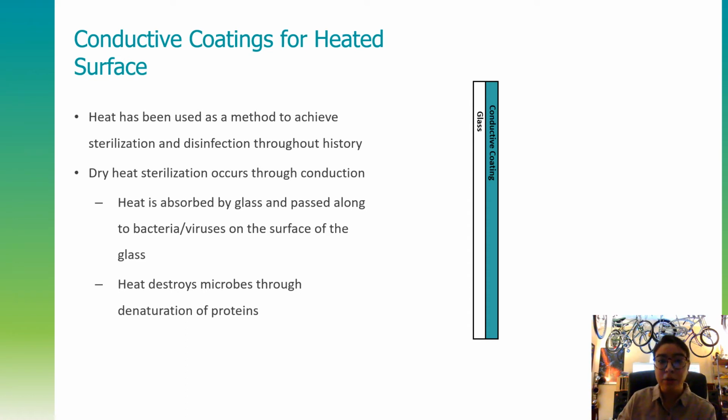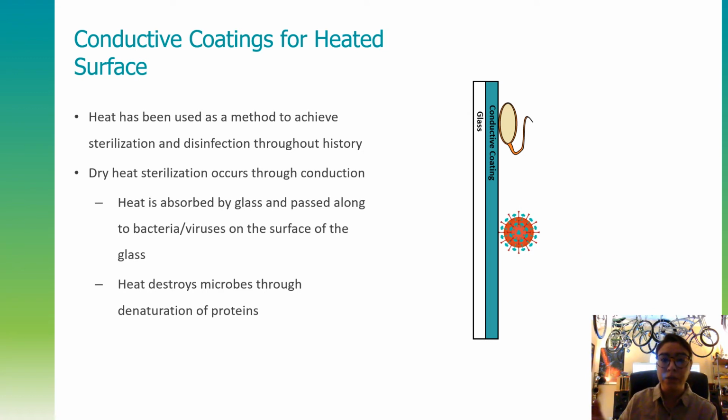So let's start with our conductive coatings used for heated surfaces. Whenever we think of anything potentially being infected, or contaminated water, the response is boil it, kill it with fire, just make it really hot and it'll kill anything on the surface, right? Well, heat's generally been used as a method to achieve sterilization and disinfection throughout history, and we see that it's effective. We have products with conductive coatings that allow the glass surface to be heated, which is essentially effective through dry heat sterilization.